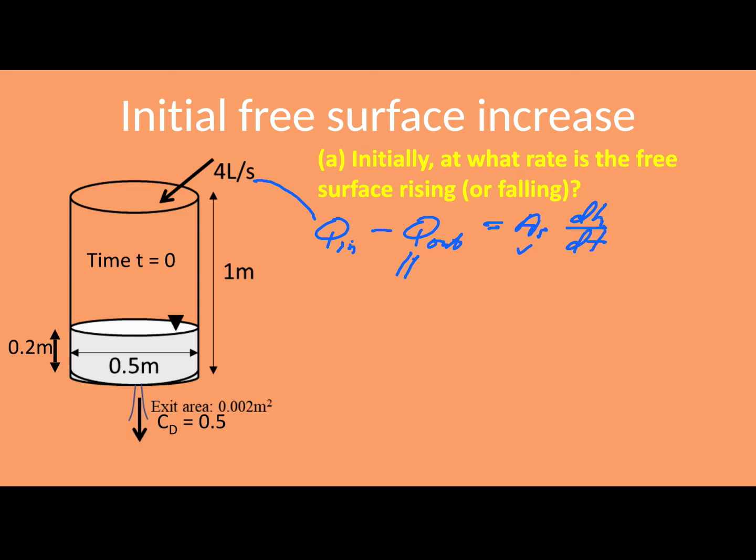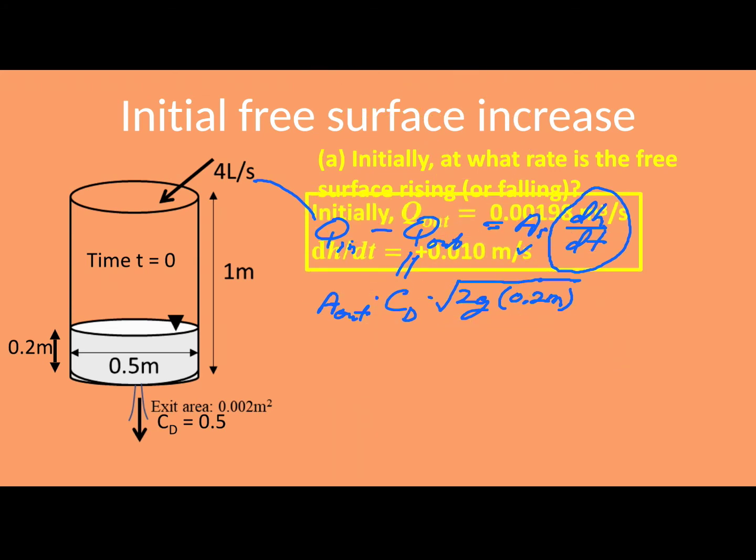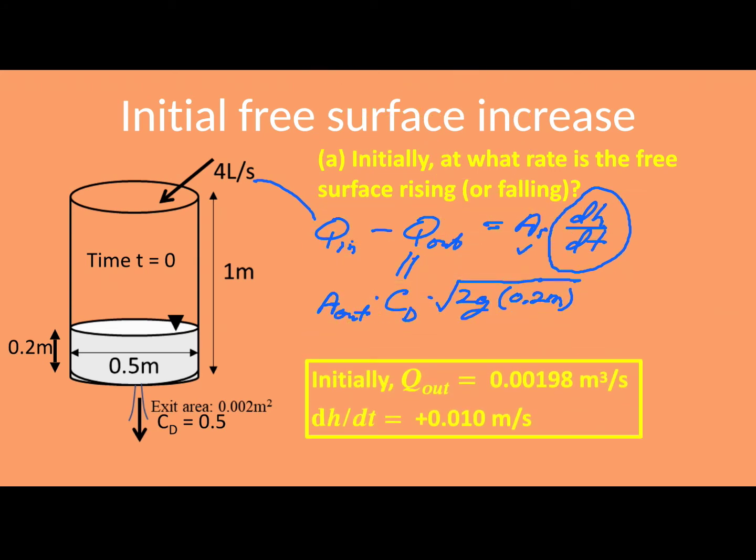For the Q out, we are going to say that it's equal to the A out, the outflow area, 0.002 meters squared, times the discharge coefficient, times the square root of 2g, and then we plug in that 0.2 meters. If we plug in everything and solve for dH/dt, the rate at which the free surface is rising or falling, we know it's rising because it's heading toward that 0.82 meters steady state depth. We get an initial outflow of 0.00198 meters cubed per second, and dH/dt, the rate of change of the water depth, is plus 0.010 meters per second. So about 1 centimeter per second is the rate at which this is rising.